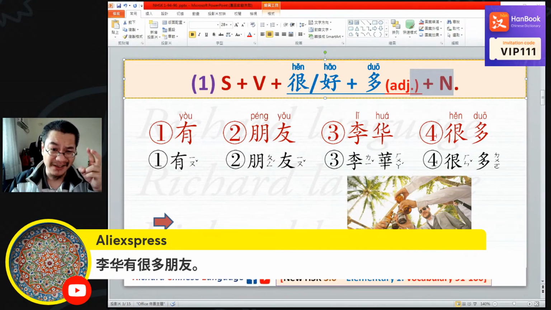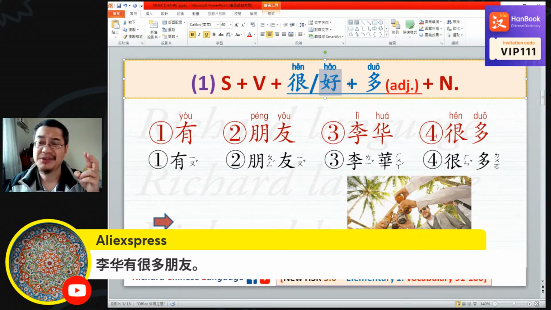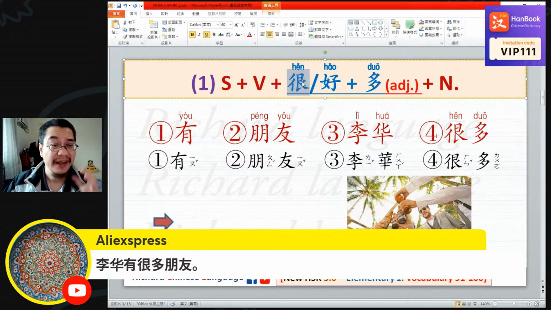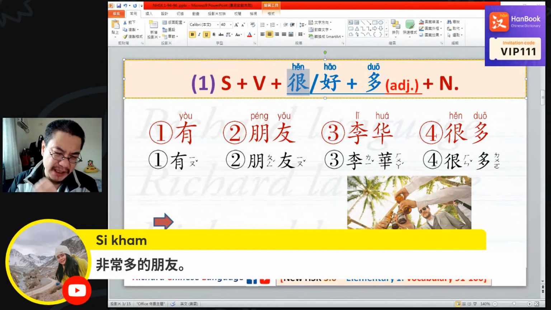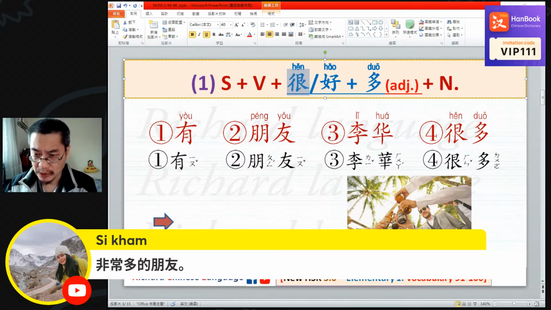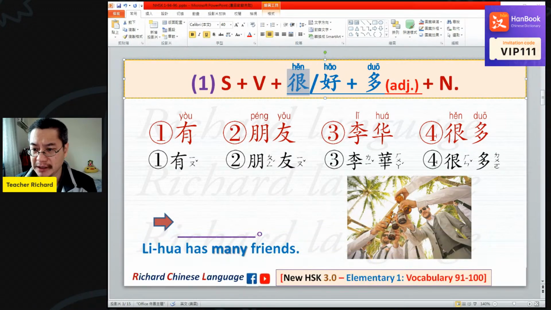You need a 很 once again. You need a 很 or a 好 to modify our adjective, and it is 多 here. So there are something necessary to modify an adjective. If you want to use 非常多, oftentimes you need a 的 here. 非常多的朋友. Okay, very good.